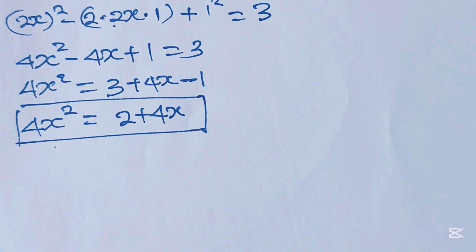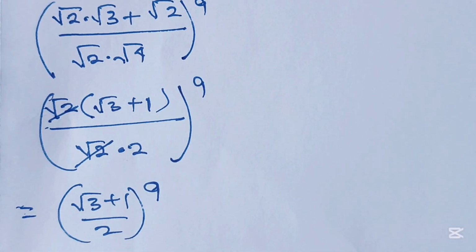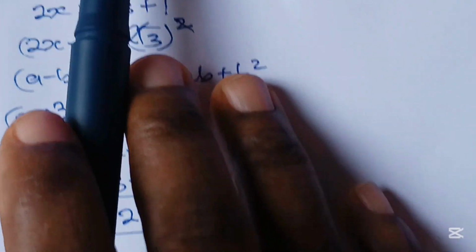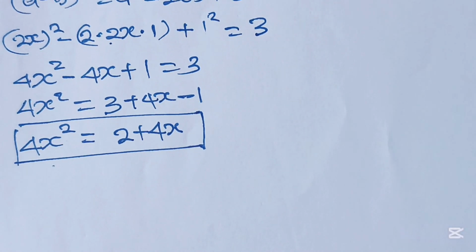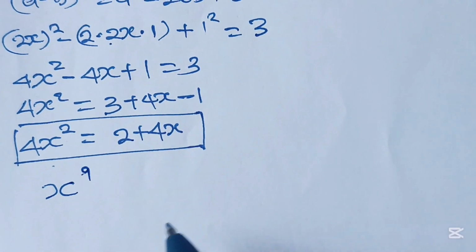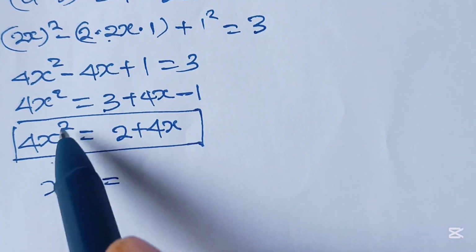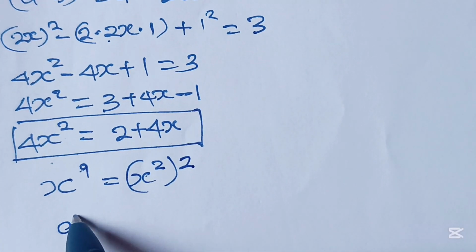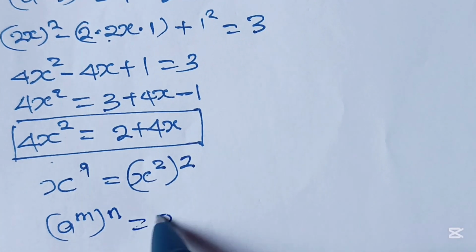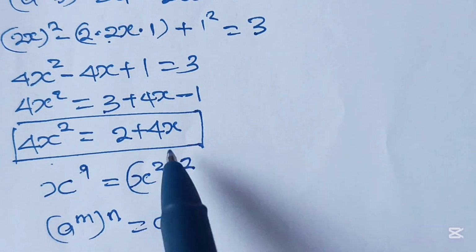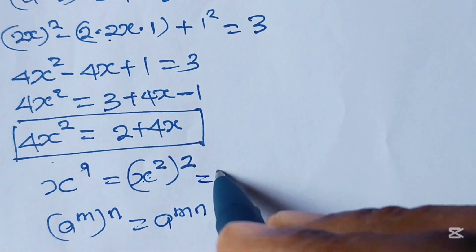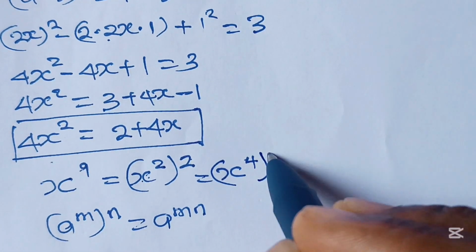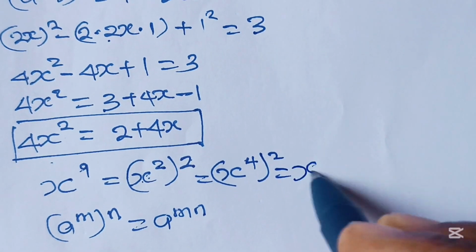Now let me explain what I'm trying to do. We are asked to simplify this, right? This to the power of 9, and this is our x. That means we are trying to simplify x to the power of 9, right? Now let me explain. We need x to the power of 9, and to get that, we already have x squared, right? If we square x squared, you know that a to the power of m, raised to the power of n, is equal to a to the power of m times n. So if we square x squared, we are going to get x to the power of 2 times 2, which will give us 4. Now if we square this again, we are going to get x to the power of 8.